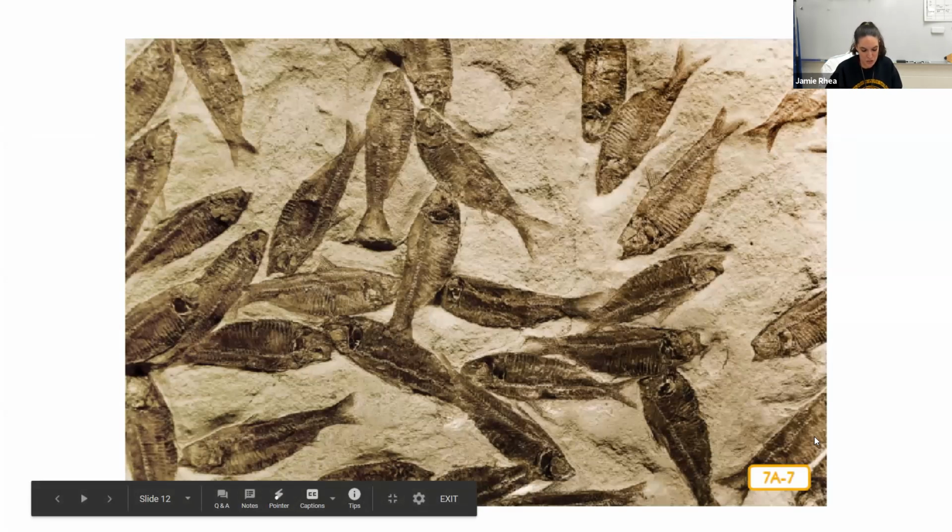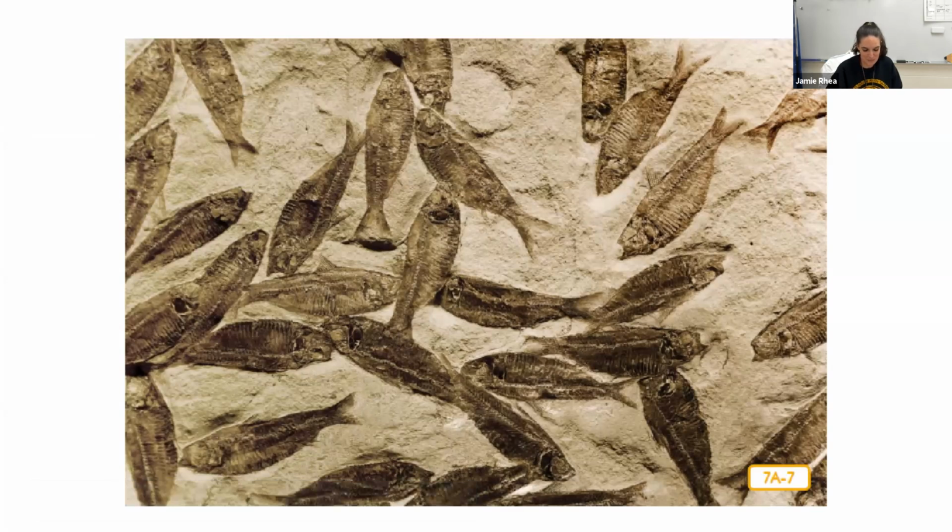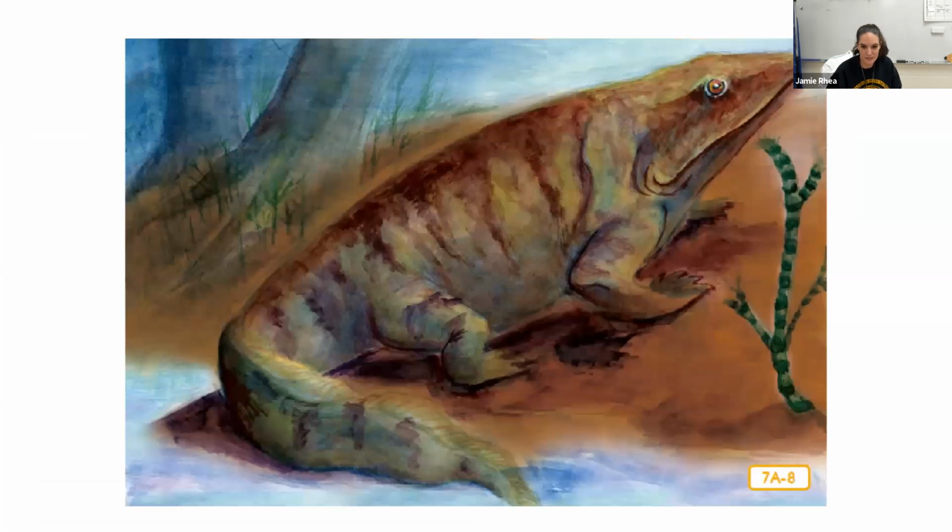Soon came the age of fish. Many different types of fish ruled the waters. Also during this time, plant and animal life on land began to spread rapidly. The first soils developed on land, allowing new types of plants with leaves, stems, and roots to grow. With new plants came new land creatures ready to eat those plants.